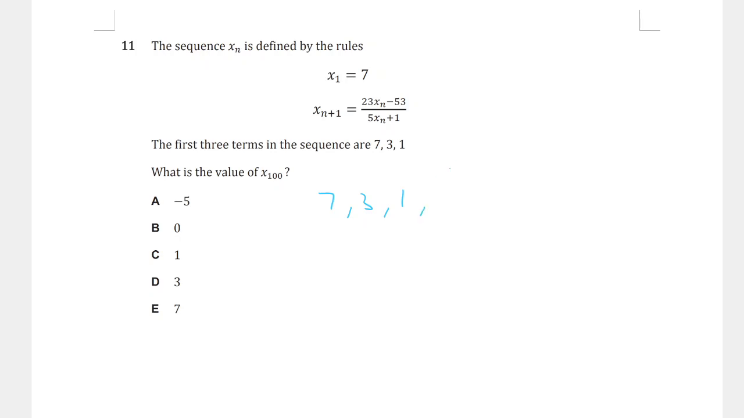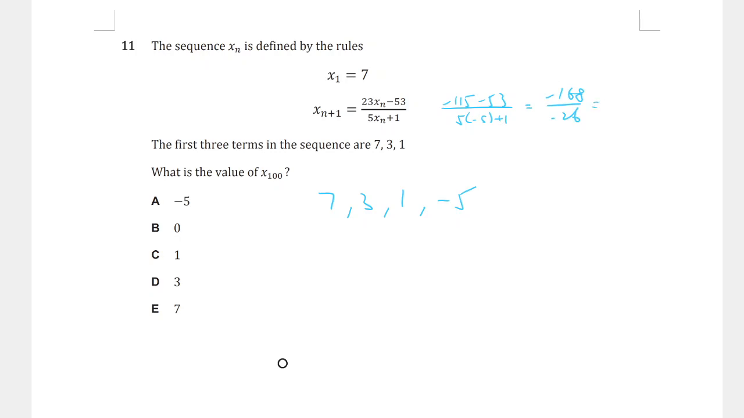The next guy is 23 minus 53, so that's negative 30, divided by 5 times 1 is 5, plus 1, that's 6. So that's negative 5. Great. So next term, negative 5. Okay. Next. When I sub in negative 5, what do I get? So I'll get negative 5 times 23, that's negative 115, minus 53 over 5 times negative 5 plus 1. Okay, there's some arithmetic to do. This is negative 168 over negative 26, so what is this?